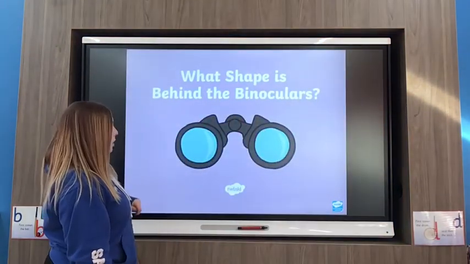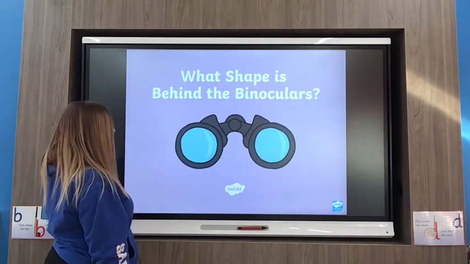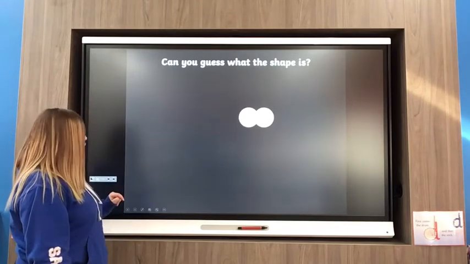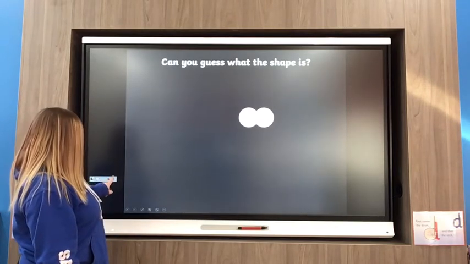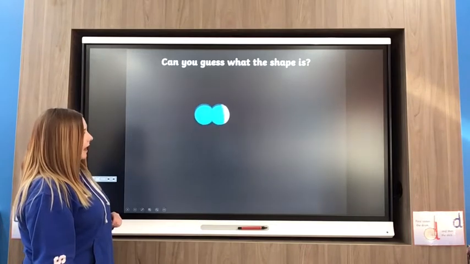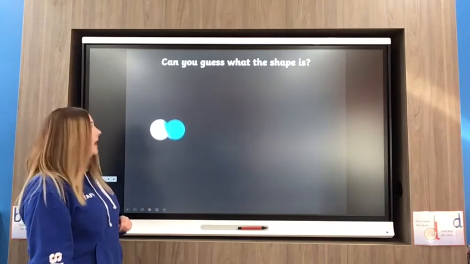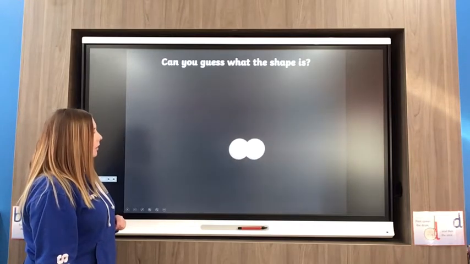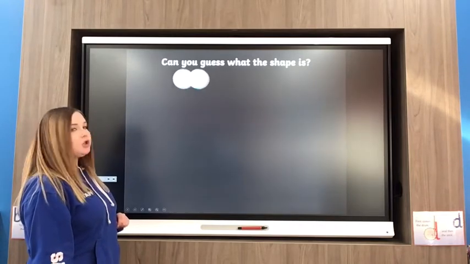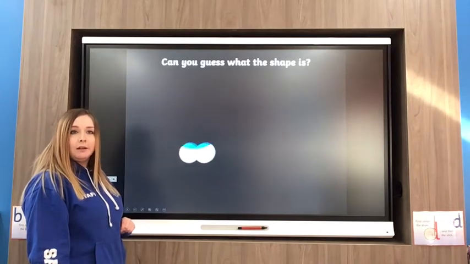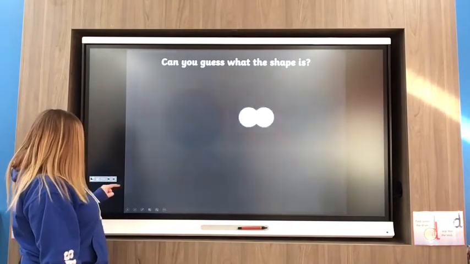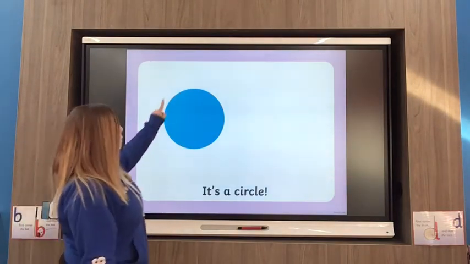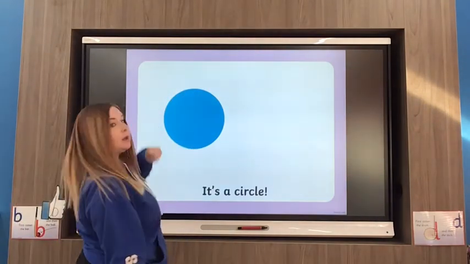Okay, so you've got to watch very carefully. And let's see what shape we can see. Well, there it is. It's got a curved side or a curved edge. Has anyone got any ideas? What shape do you think it is? Let's check. Brilliant, it's a circle. Well done. One curved edge.